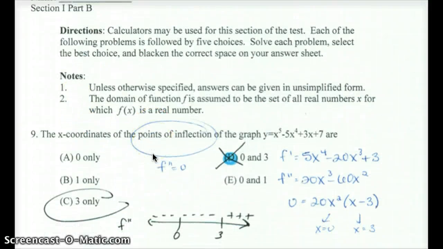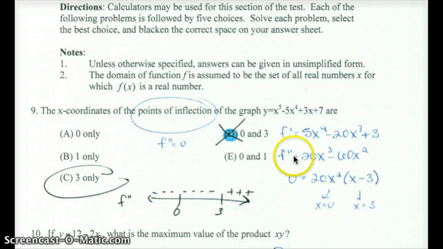Great, so this was C, and what you'd have to do is find the first derivative. And in this case, I did it a slightly different way, which is I found the second derivative, and I figured out where the second derivative equals 0, because that's what a point of inflection is. And I used the second derivative test just to show that it really only changes concavity at 3.